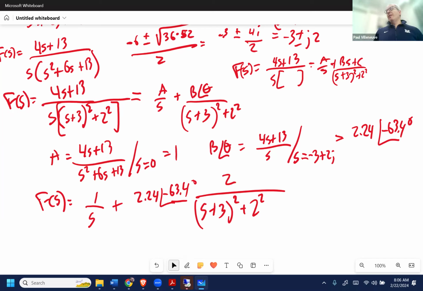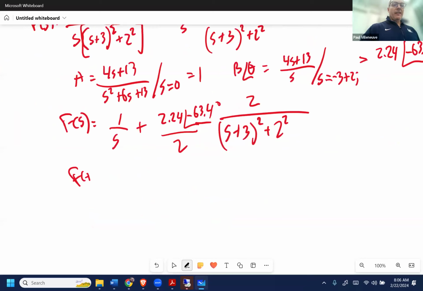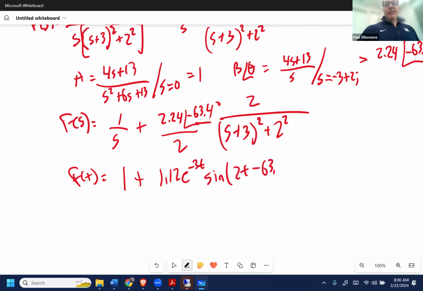So I put a 2 over there. Don't forget I have to divide by 2, right, to make sure I'm multiplying by 1. So my final f of t, this is a unit step, 1.12 e to the minus 3t sine of 2t minus 63.4 degrees.